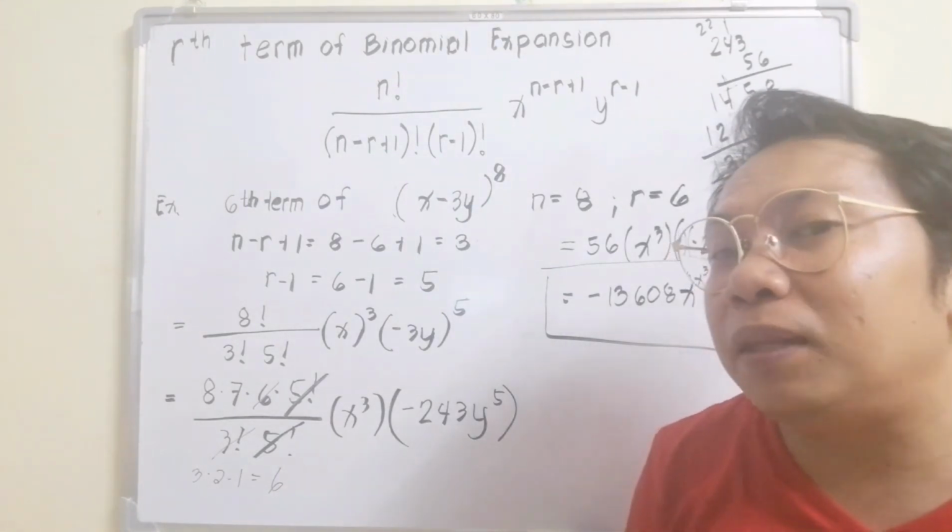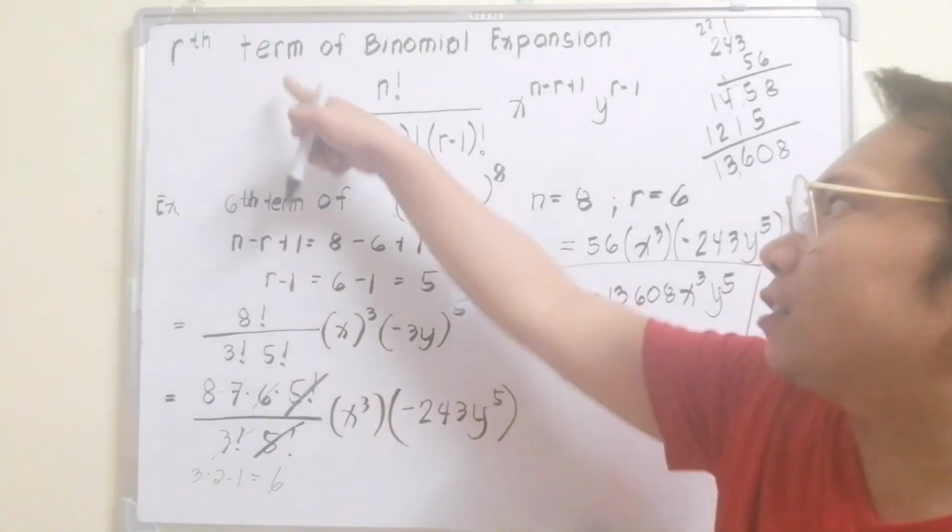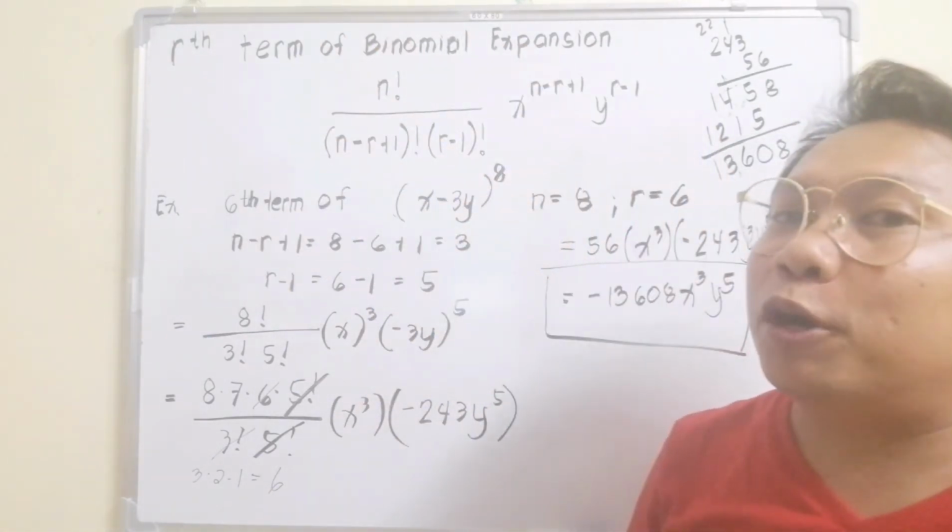So that's how to find the r-th term of the given binomial expansion. Just use the simplified formula.